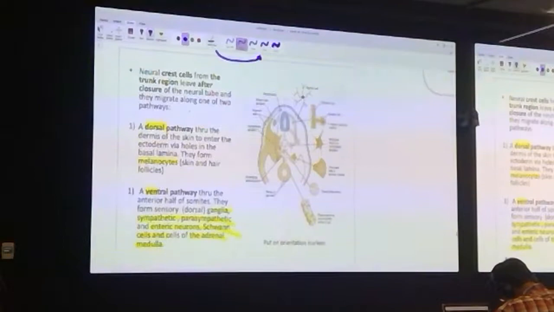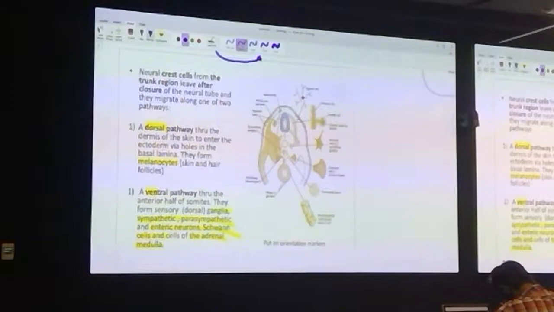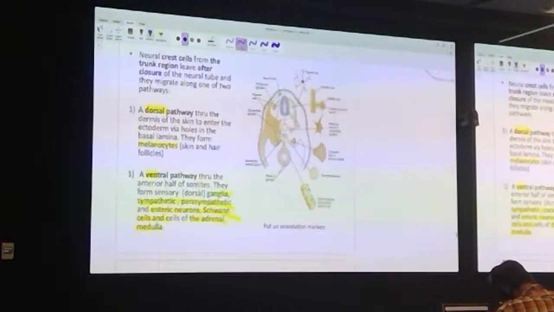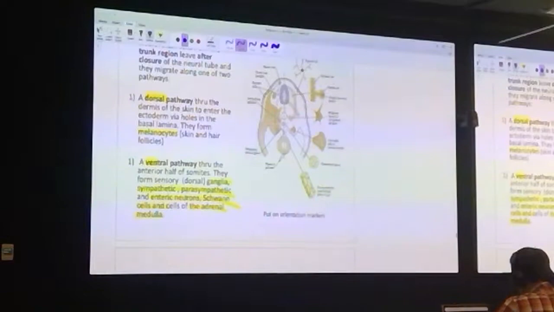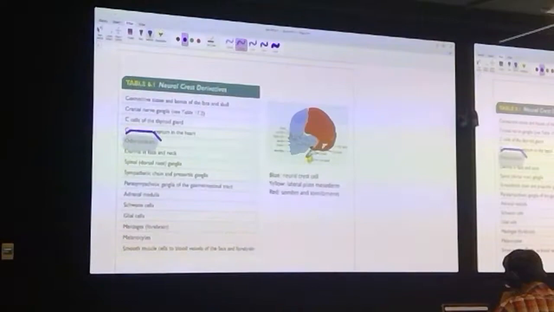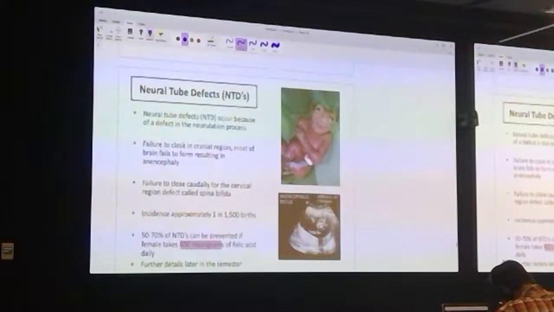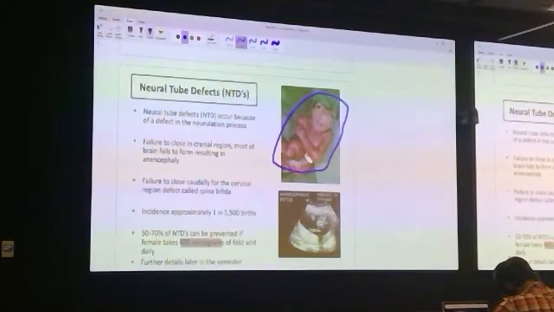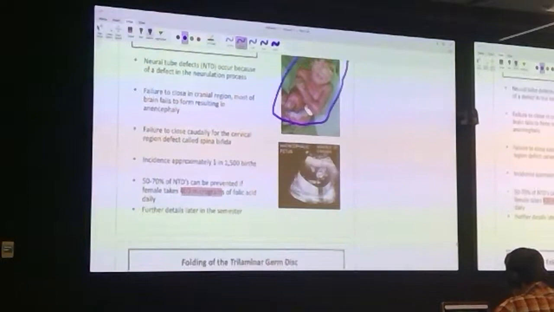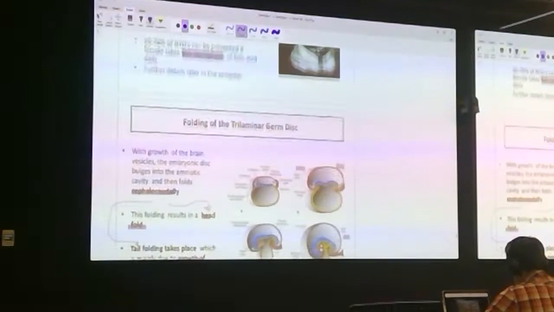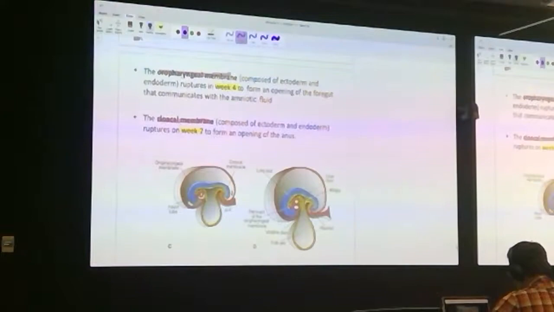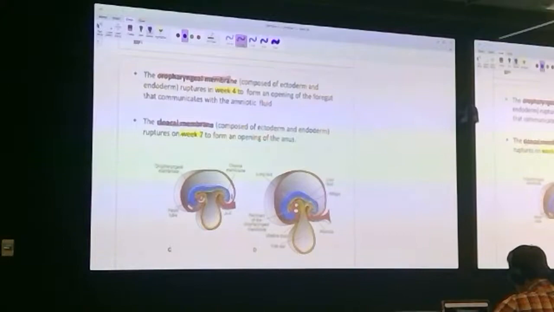So, the pathway of neural crest cells: the dorsal pathway forms melanocytes, and the ventral pathway forms your peripheral nervous system. And just know that odontoblasts are formed by neural crest cells. Make sure you know that anencephaly, this one right here, is from a neural tube defect that's a failure of cranial closure. The oropharyngeal membrane ruptures at week 4, and the cloacal membrane ruptures at week 7.